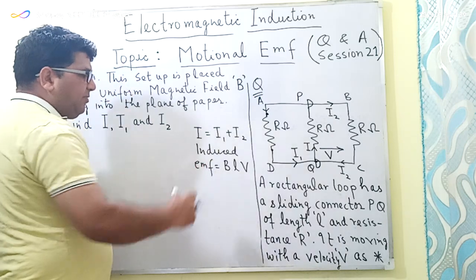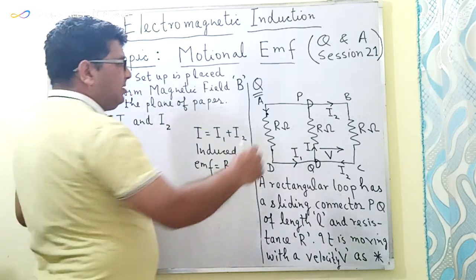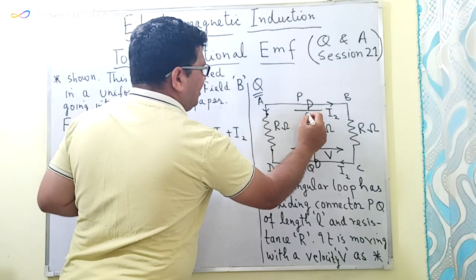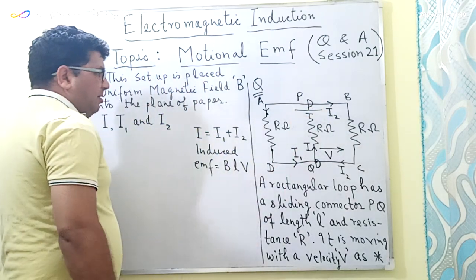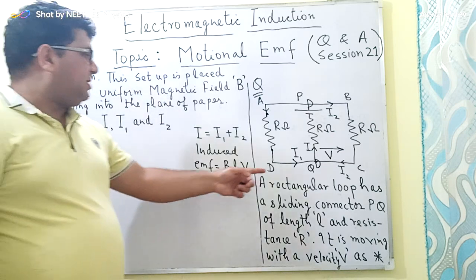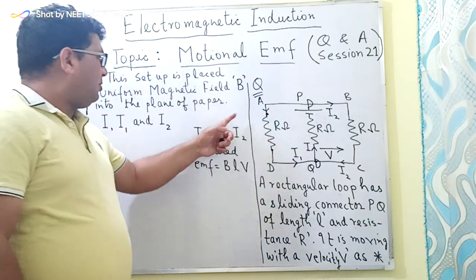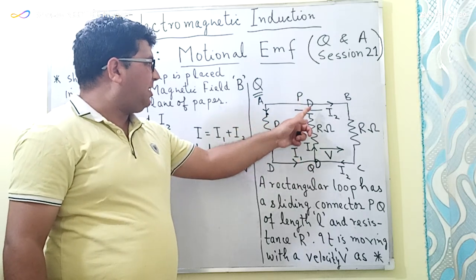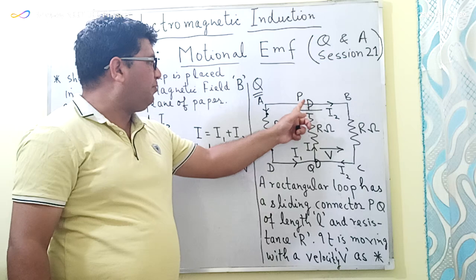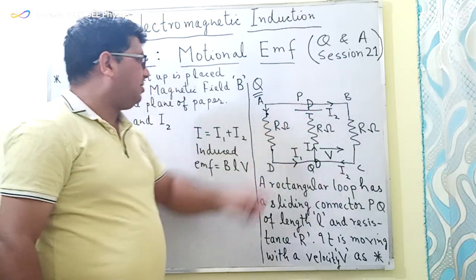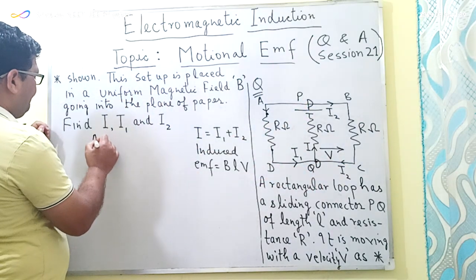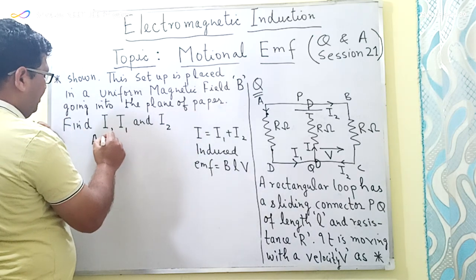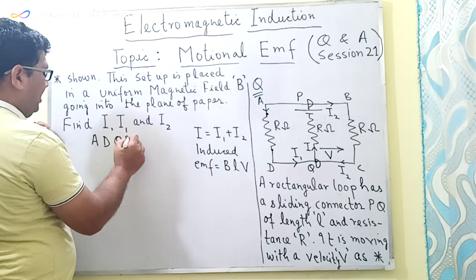Now this induced EMF can be considered equivalent to a battery. So I will modify this circuit by introducing one battery here like this. Now I will apply Kirchhoff's loop rule in the loop A, D, Q, P, A, and then I will apply the same Kirchhoff's loop rule in the loop P, B, C, Q, P. So the first loop is A, D, Q, P, A.